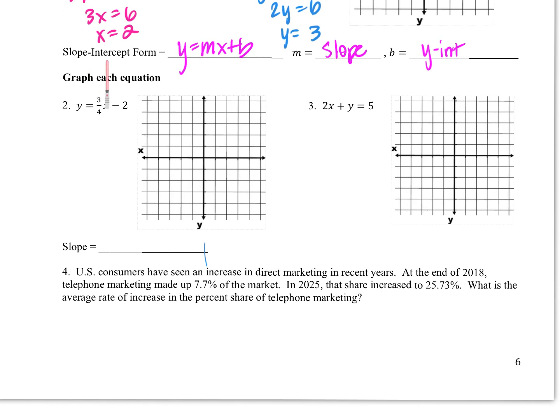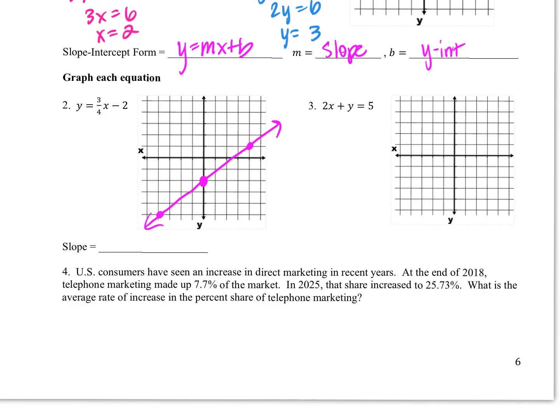In order for slope-intercept form to work, though, we need to make sure that my y is by itself. Is my y by itself here? Then we're ready. We're going to start at my y-intercept, and we're going to do my rise over run. So we're going to start down 2, and we're going to go up 3 over 4, or down 3 left 4.